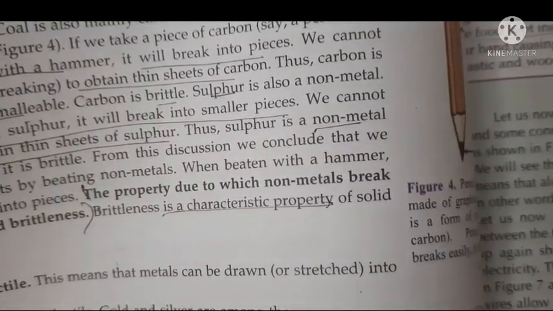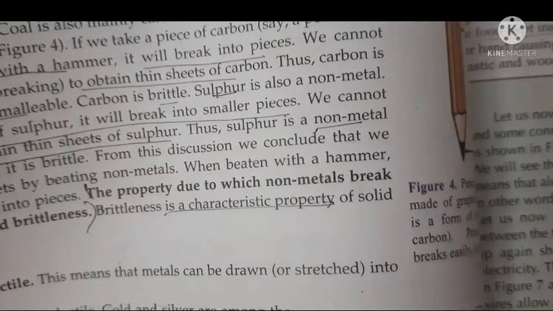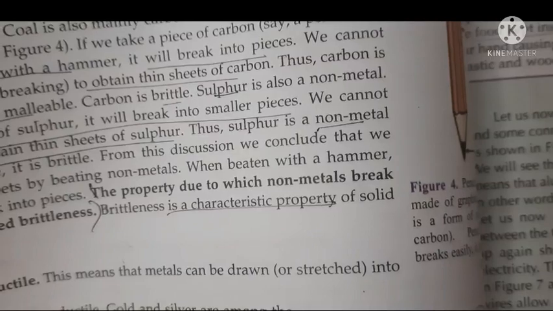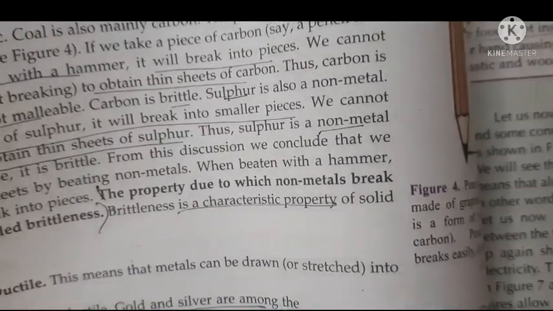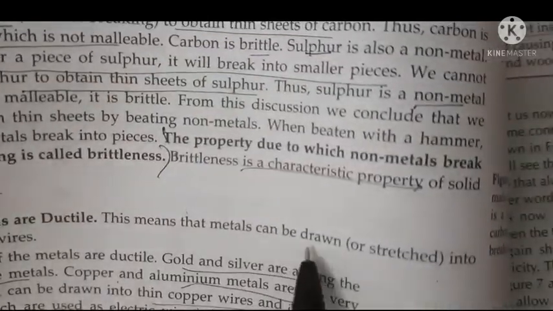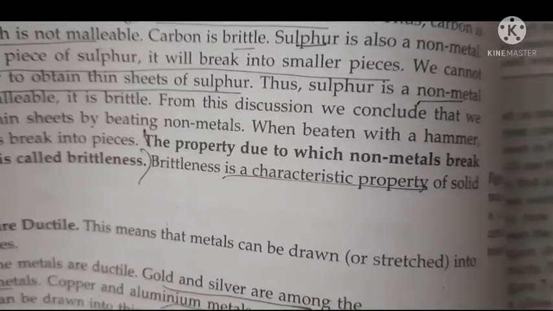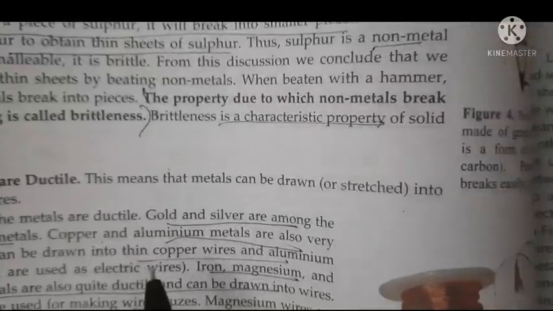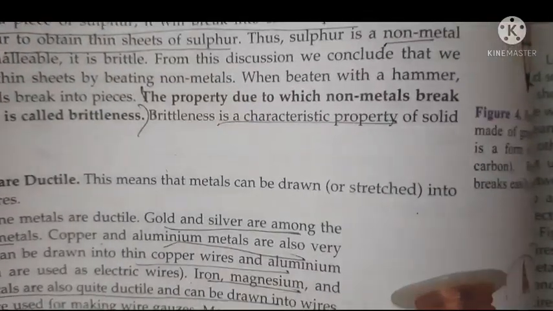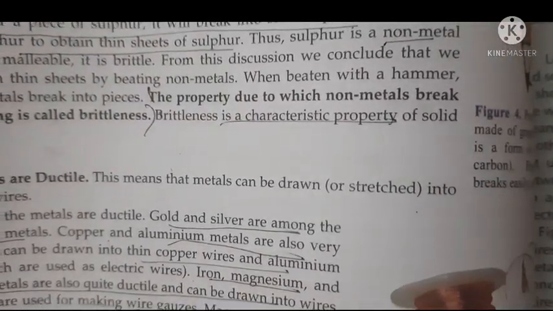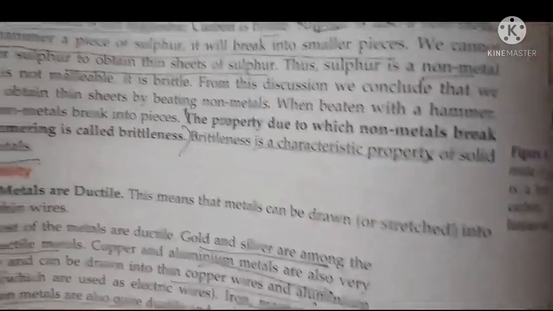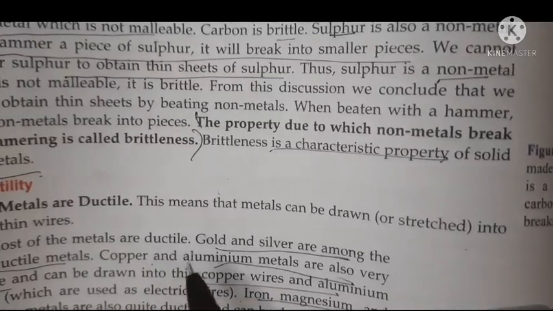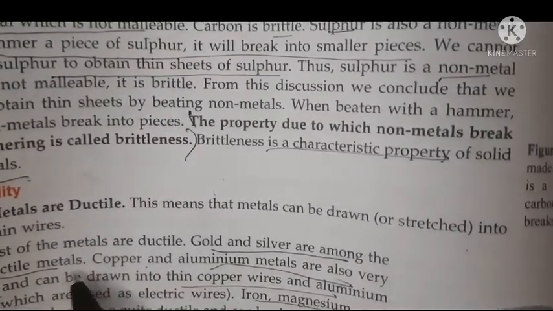Ductility. What is ductility? Ductility is when an element is changed into a wire. Metals are ductile. You have seen copper wire. This means that metals can be drawn into thin wires. Most of the metals are ductile. Gold and silver are among the best ductile metals. So they are malleable, ductile, and shining also. That is why they are used to make jewelries. Gold and silver are the best ductile metals.